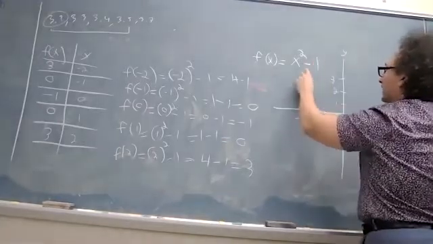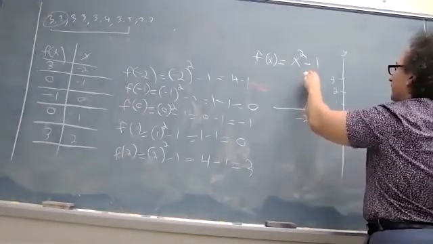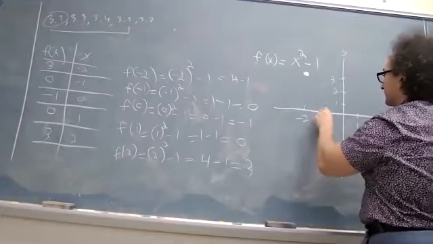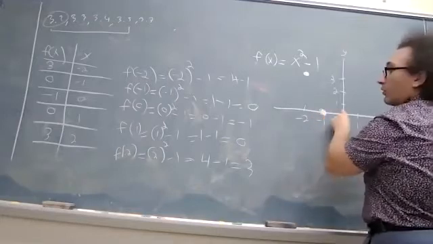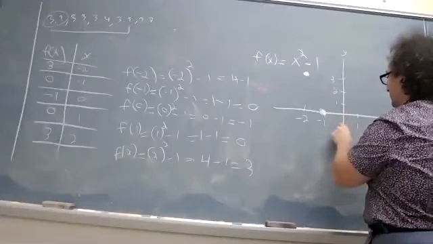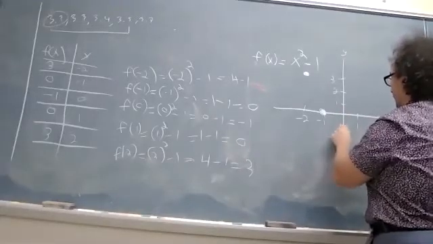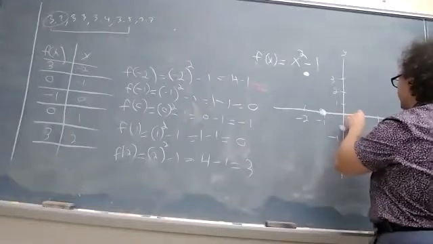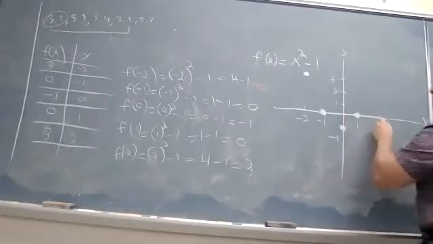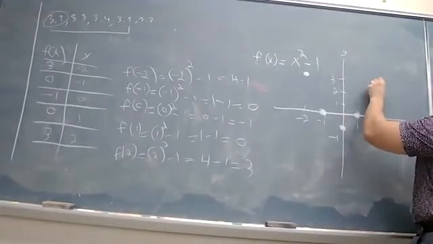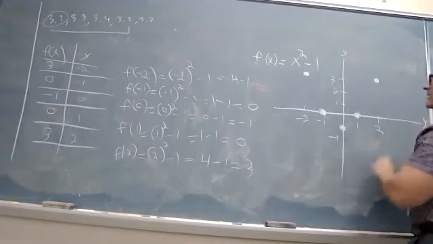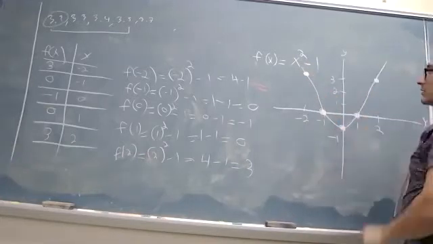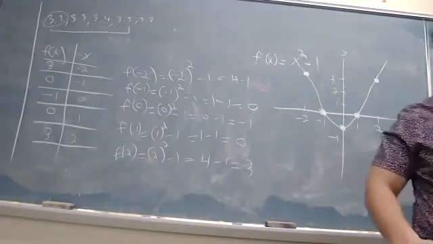I find a +3. I put a dot. I go to -1. I find a 0. I put a dot. I go to 0. I find a -1. I put a dot. I go to 1. I find a 0. I put a dot. I go to 2. I find a 3. I put a, guess what? I put a dot. Okay. So then what we do is we connect the dots. So we get this shape here. This shape here is called a parabola.